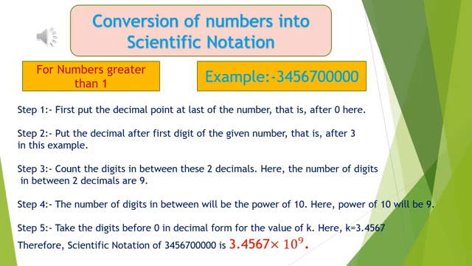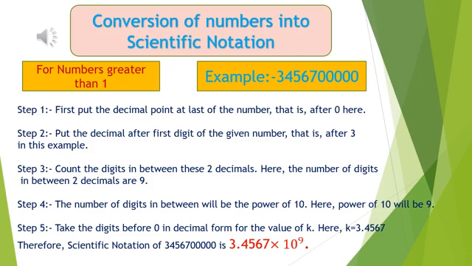Your first step is to put the decimal point at the end of the number. That is, after your last digit or after your last zero, you will put your decimal point. Now, step number 2. Put the decimal after the first digit of the given number. What is the first digit in this example? 3. So you will put your decimal after 3. So how many decimals are there? 2 decimals. One is after 3 and one is after the last 0.